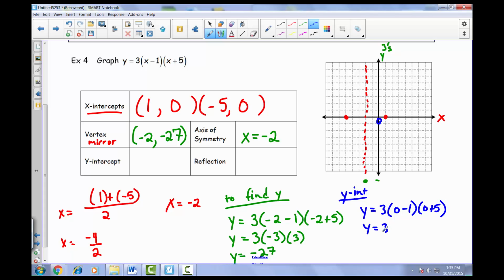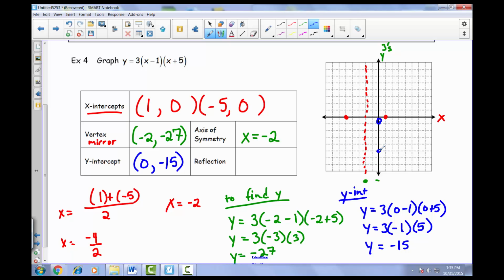So y is equal to 3 times (0 minus 1), which is negative 1, times (0 plus 5), which comes out to be positive 5. So now we have 3 times negative 1 times positive 5, which comes out to be negative 15. So for our y-intercept, we threw in 0 for x and ended up with a y value of negative 15. Going by 3s, we'd have to go down 5 to get that y-intercept: 1, 2, 3, 4, 5 to get that negative 15 value.